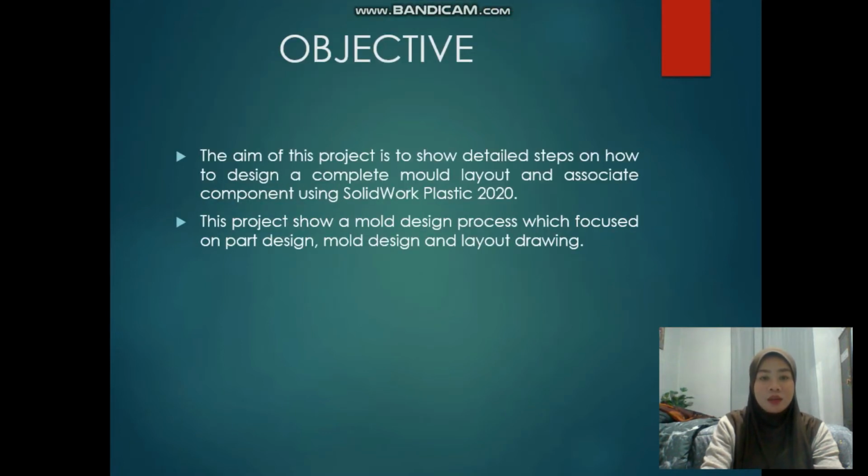For the objective, the aim of this project is to show detailed steps on how to design a complete mold layout and associated components using SolidWorks Plastic 2020. This project shows a mold design process which focuses on part design, mold design, and layout drawing.